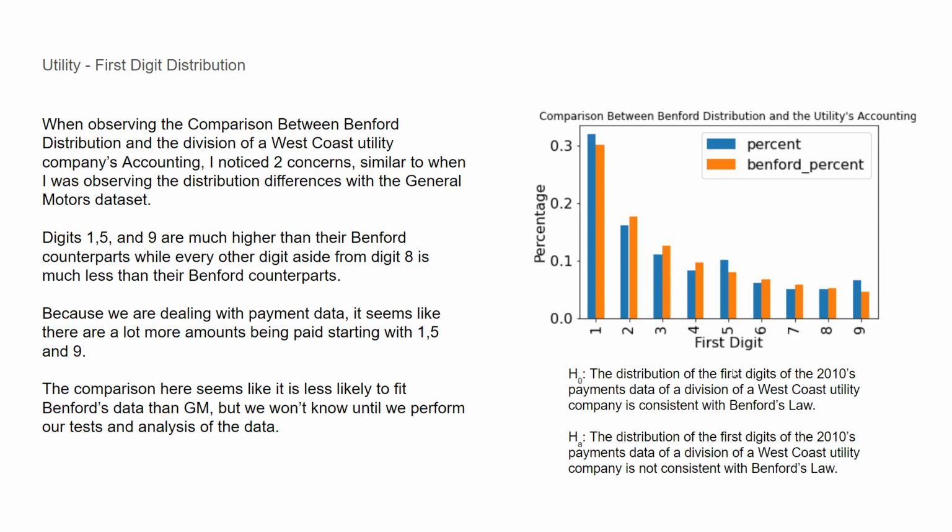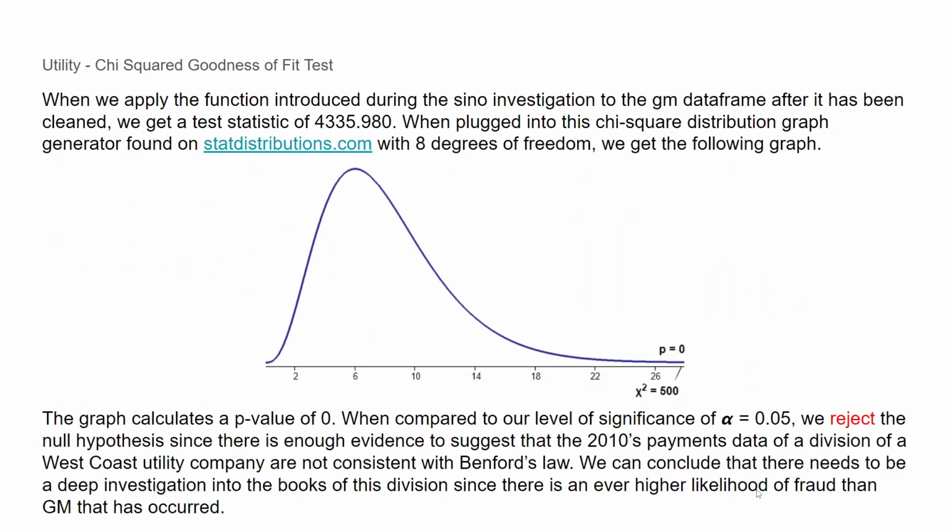Our null hypothesis for this investigation is going to be that the payment data of the division is consistent with Benford's law. And then, of course, our alternate hypothesis will be that the payment data will not be consistent with Benford's law. When we apply the function introduced in the Sino investigation to the GM data frame, I mistyped that. It's actually the utility data frame.